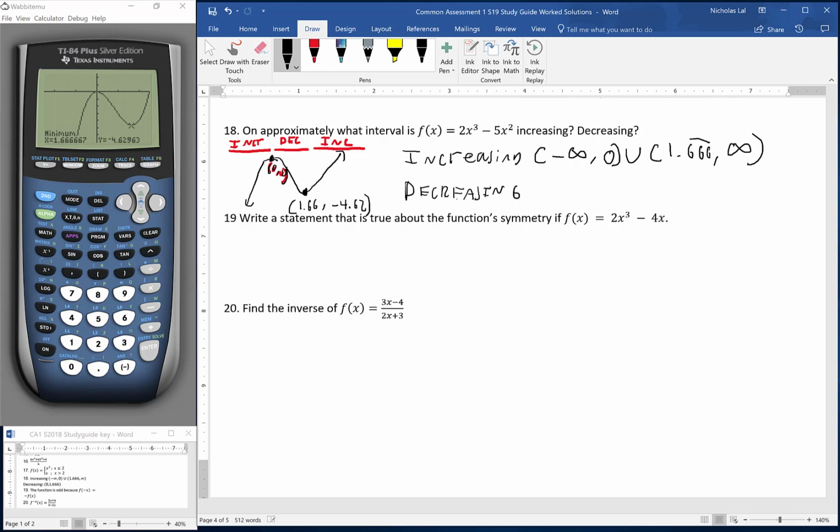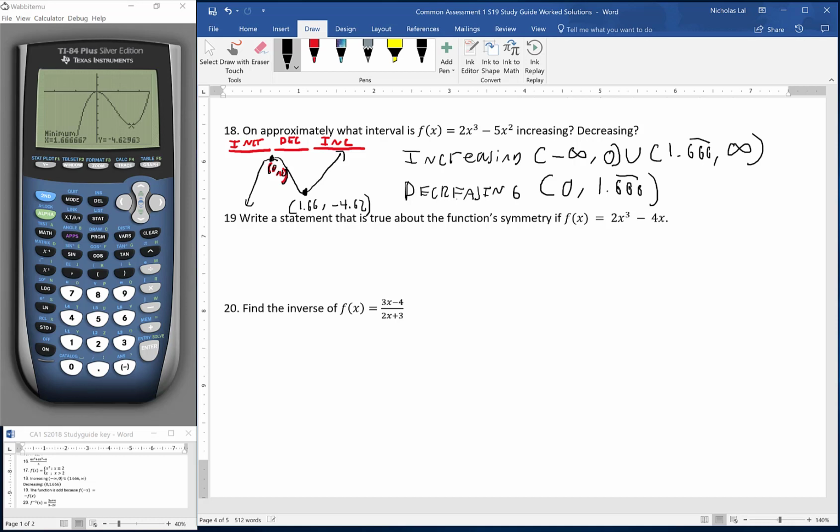When we're decreasing, once we found the critical values, we're decreasing between 0, 0 and 1.66, so we're decreasing from an x value of 0 to an x value of 1.66. Remember, intervals are always about what's happening to the function over the span of x values.